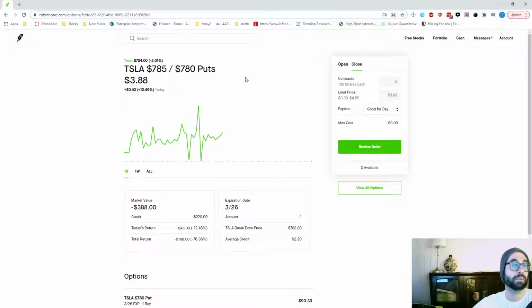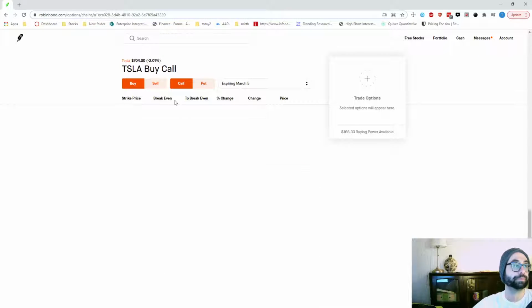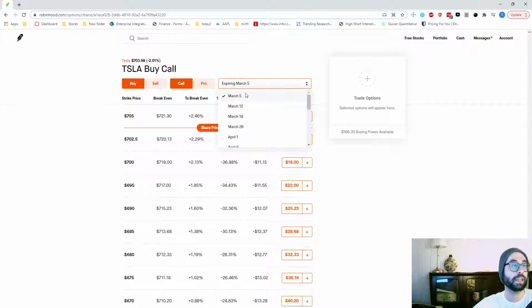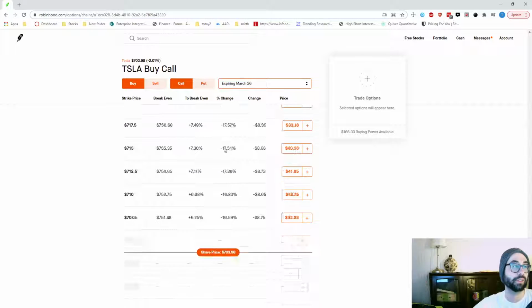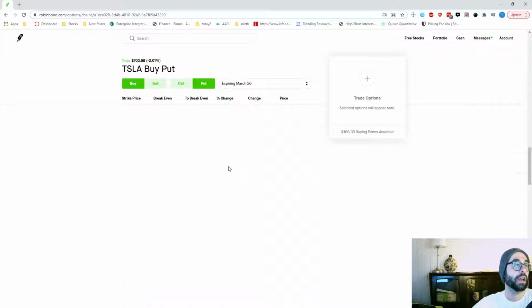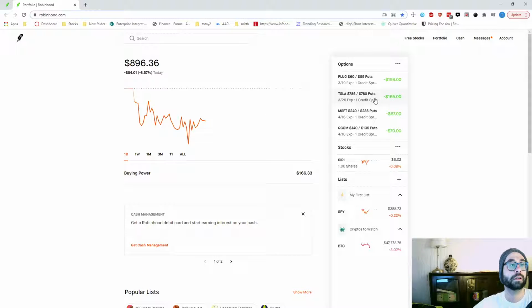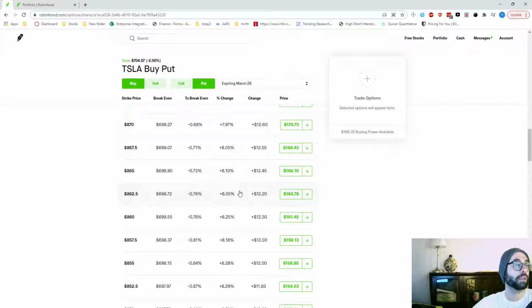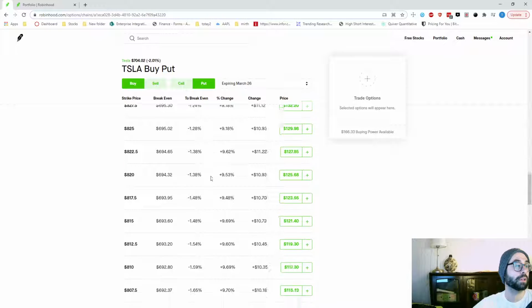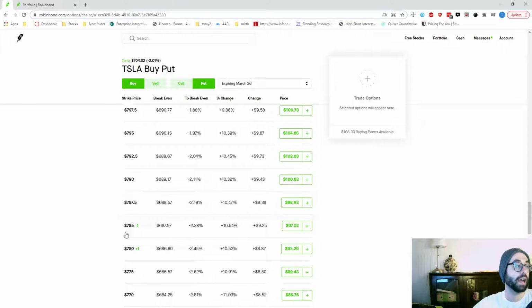So I'm going to go into the position, view all options, and go to the expiration, which was March 26th, and the put side. I can scroll up here and see, actually, let's open up a new tab so I know exactly what strikes. I think it was 785. Okay, so if I come here to 780, I can see that I sold one, that's what the -1 is, and I bought one here.